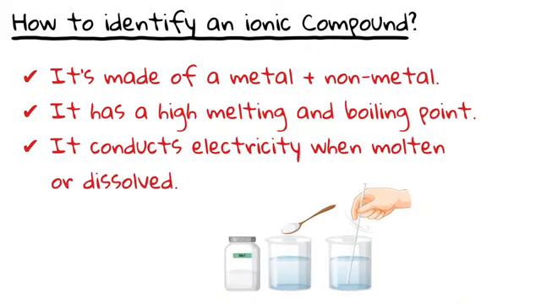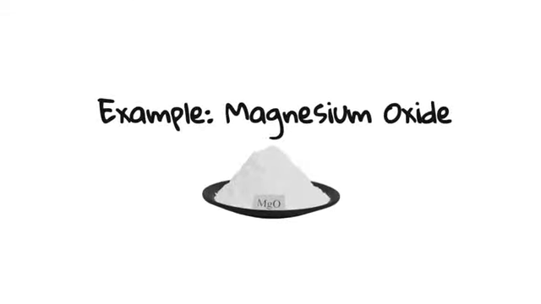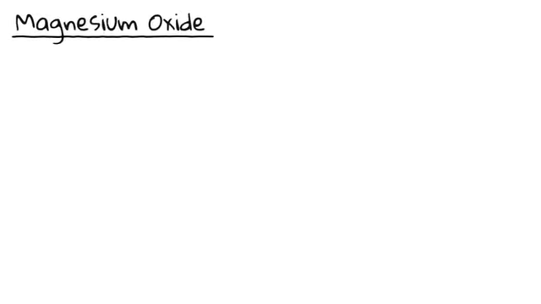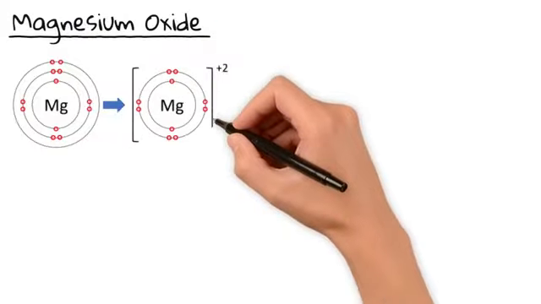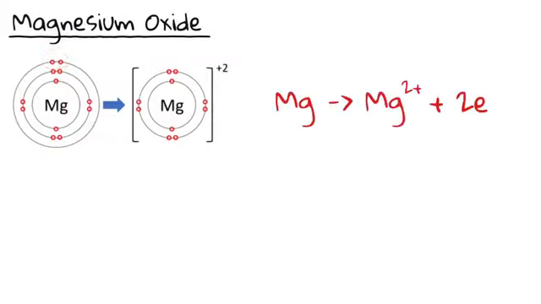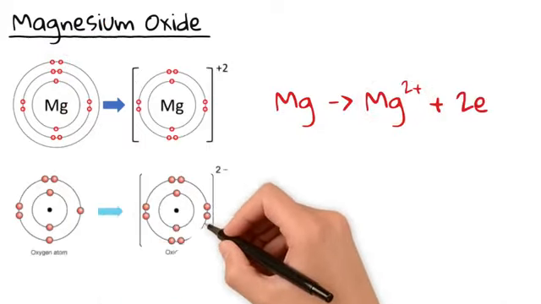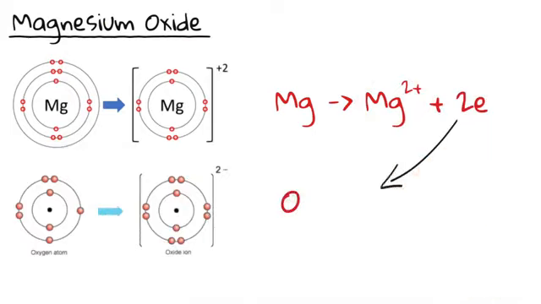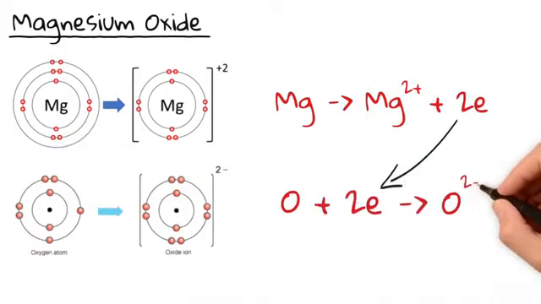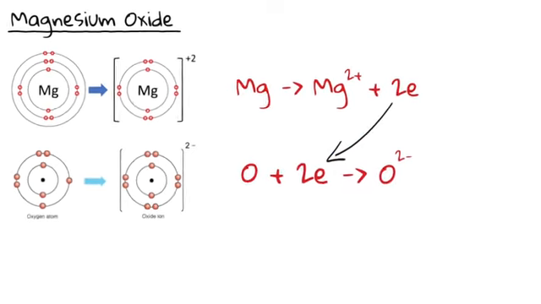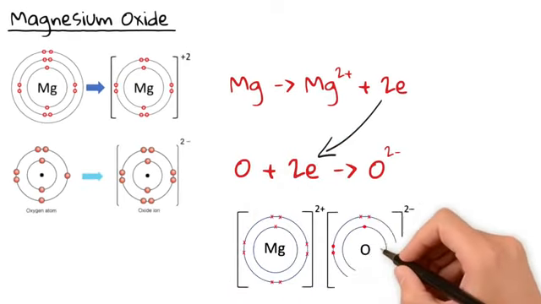But what about magnesium oxide? Let's break it down. Magnesium is a metal with 2 electrons in its outer shell. It loses both electrons to form Mg2+. Oxygen is a nonmetal with 6 electrons in its outer shell. It gains those 2 electrons to form O2-. The Mg2+ and O2- ions attract, forming an ionic bond.